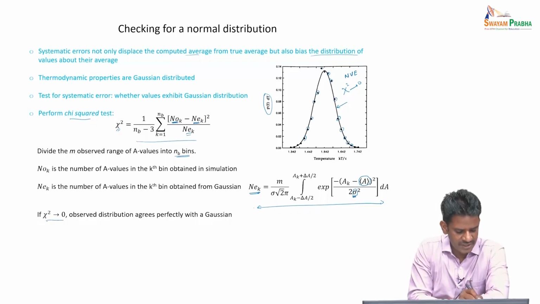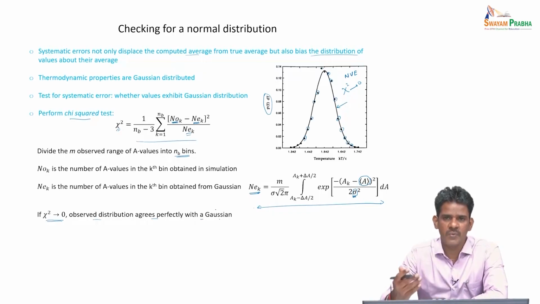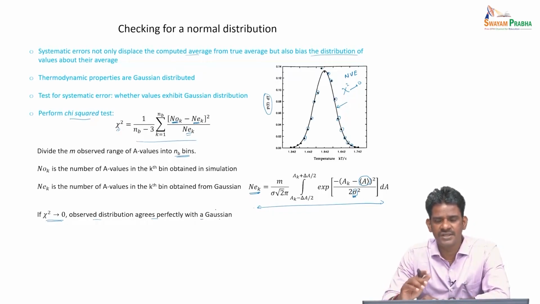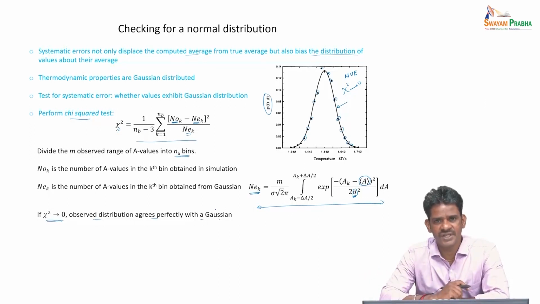So we look for this condition that chi-square goes to 0, so that the observed distribution agrees perfectly with the Gaussian. This is one way in which you can check whether there is any systematic error or not. If there has been any systematic error that changes the distribution of temperature from Gaussian to something else, then that is very easy to detect from these kinds of tests.